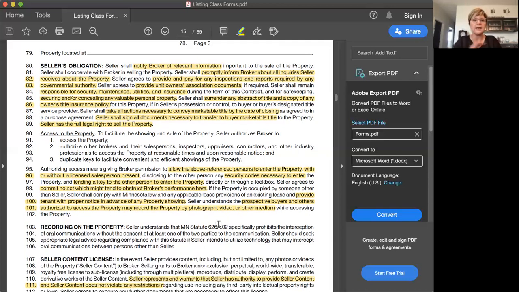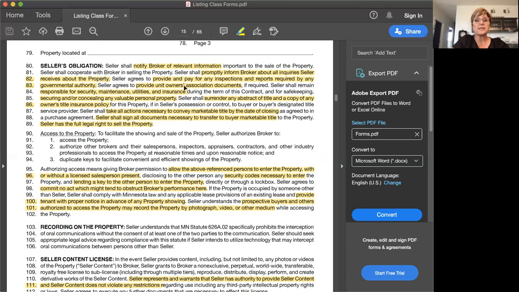So you're telling the seller that, bottom line, it is your responsibility to, number 1, notify us of any relevant information important to the sale of your property, right? You need to promptly inform me of any inquiries that you receive about the property, right? Because you want to follow up on those. You don't want to leave a potential buyer hanging out there when you could potentially procure a sale, right?